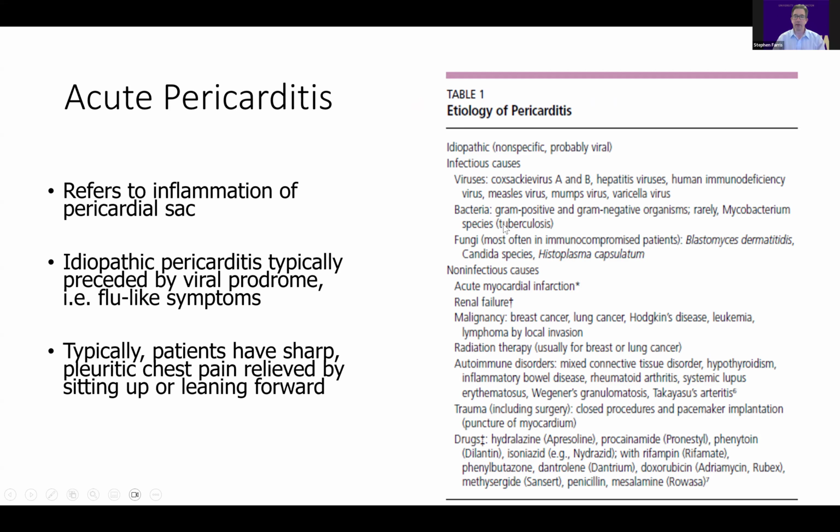Bacterial pericarditis is very rare, except for tuberculosis outside the US. These are patients who are in shock from sepsis, okay? Because you have a bacterial infection in your mediastinum. And then you have a bunch of other causes. Probably the most ones you're going to be seeing are going to be renal failure with uremia, malignancy, either due to direct cancer involvement or due to treatment effect, okay? So you're going to get typically sharp and pleuritic symptoms relieved with sitting up, okay?